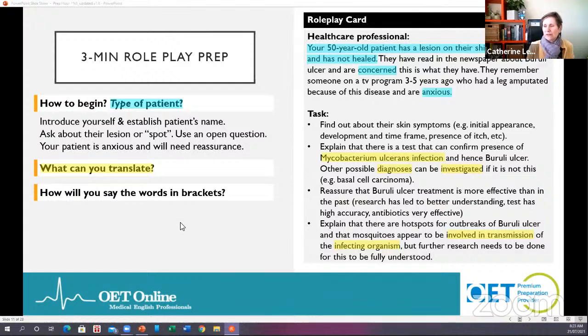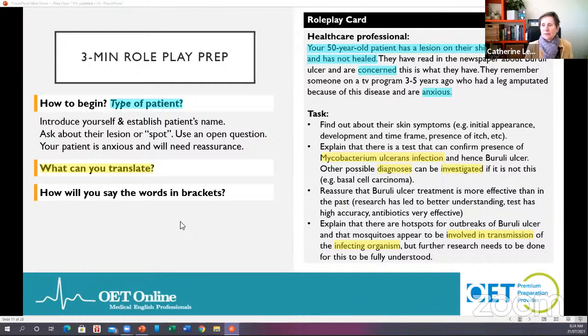So for example, these are some ideas of things that you can try to explain to the patient. Try to avoid using highly technical words. Imagine that your patient has a lower level of education, so they're not fluent in medical English like you are.